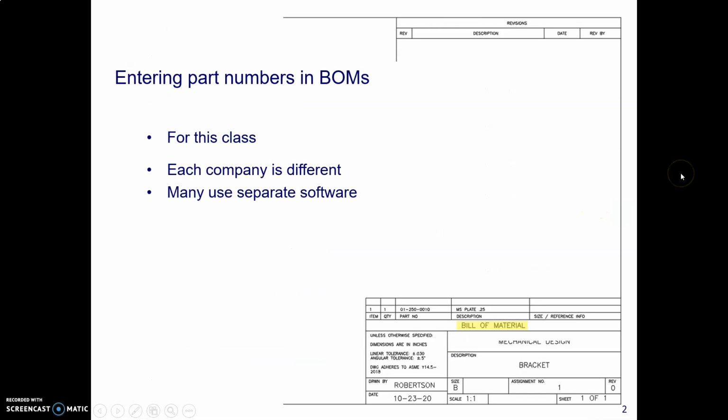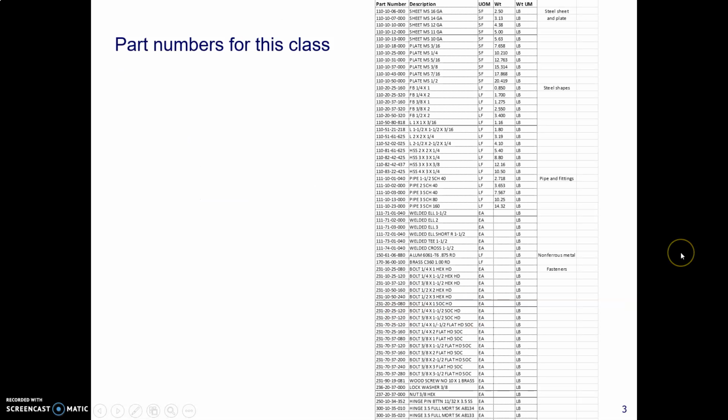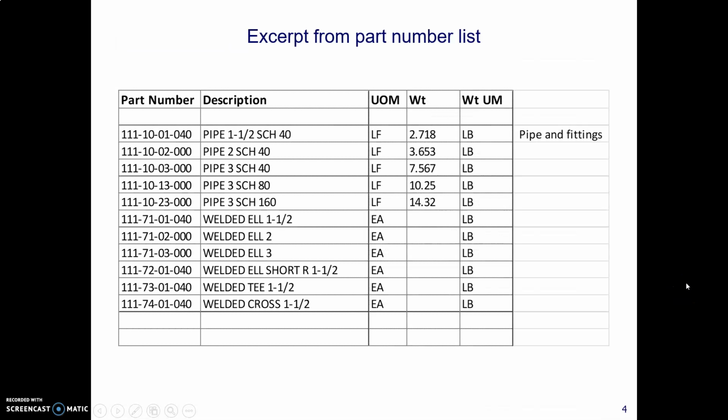We did talk about this before, so this is a bit of a repeat. Just a reminder that you're entering your part number in the bill of material. And so here are the part numbers. You'll notice that I've divided them by plate and sheet, by structural steel shapes. Here are pipes and fittings. These are the ones you're going to need. Here are some other kinds of metals and some fasteners. So you just look through here and find the category that you need and get your number.